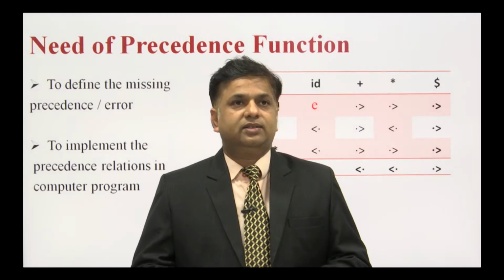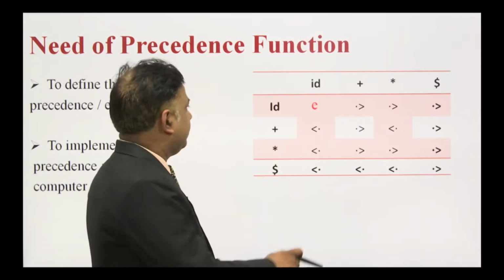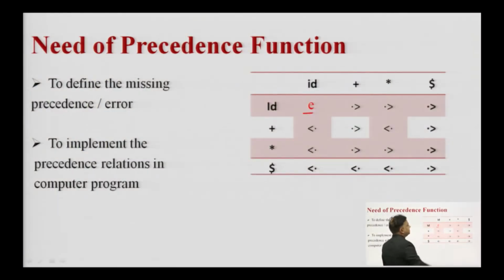In the last class we discussed the operator precedence table and we found how we can decide the precedence between two different terminals. We also found that there are certain relations where we could not find the precedence relation between the two terminals. So, for reducing this disadvantage of the precedence table, we need the precedence function.